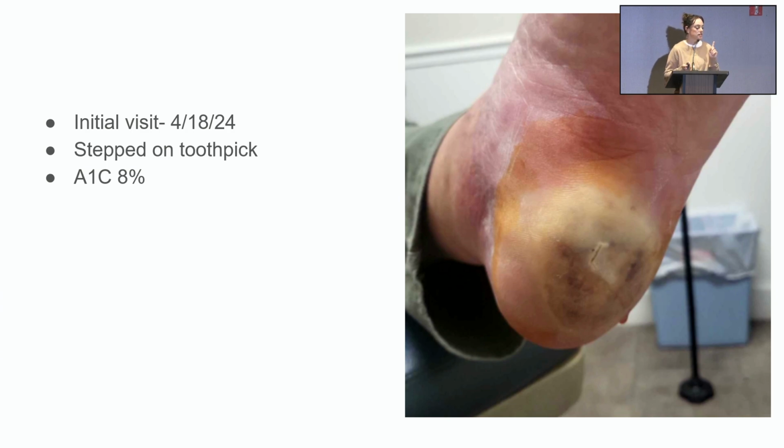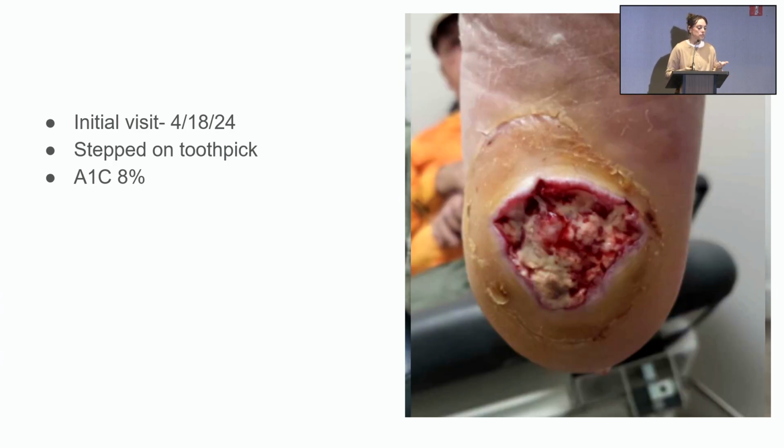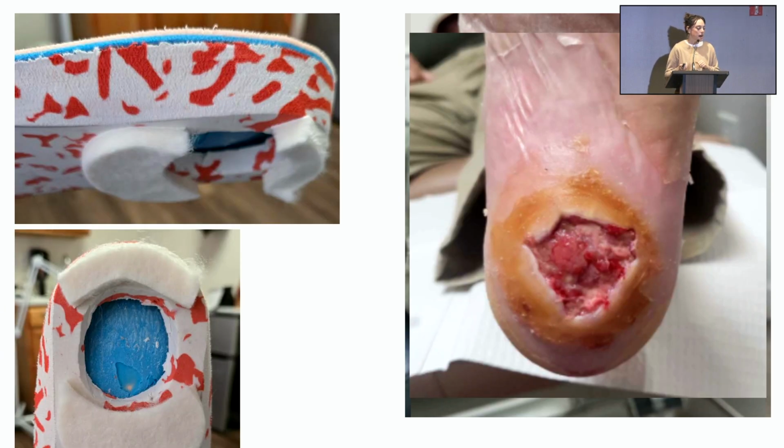Okay, so this is a case study. It was an initial case, patient, neuropathic, uncontrolled diabetic, had never established with a podiatrist before because he never had a problem before until he stepped on a toothpick, and he's neuropathic and his A1C is 8, so he couldn't heal. So this was after the first debridement in the operating room, took him to an IND. You can see the wound base is all gross, and everything is all gross.